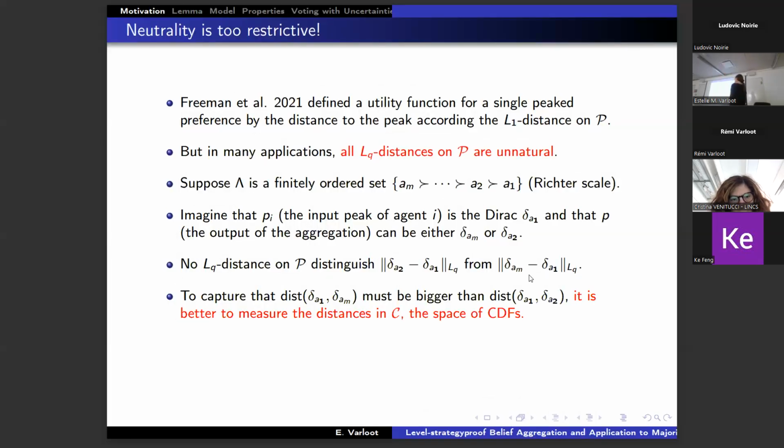In order to do this, instead of measuring probabilities in the distribution, we're going to move towards the cumulative distributions. By moving to the cumulative distribution and then using Lp distances, we are going to have that 4 is closer to 5 than 3. So far, is that clear for everyone? Okay, thank you.